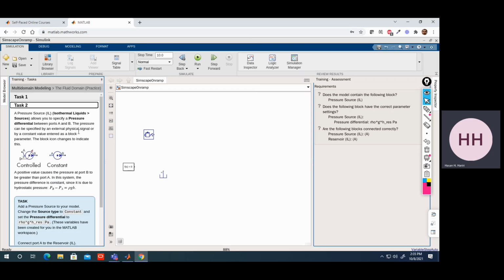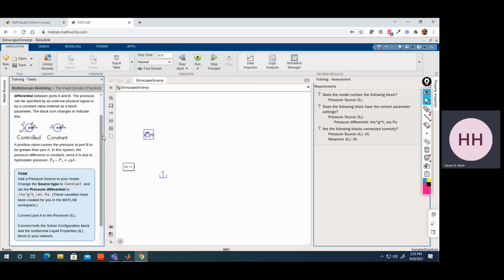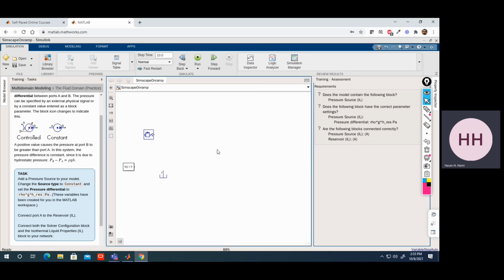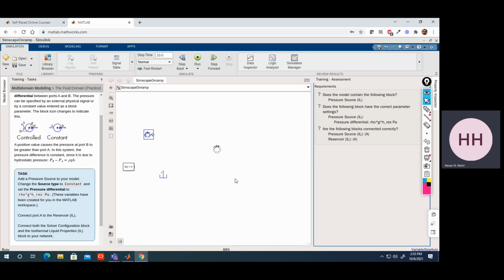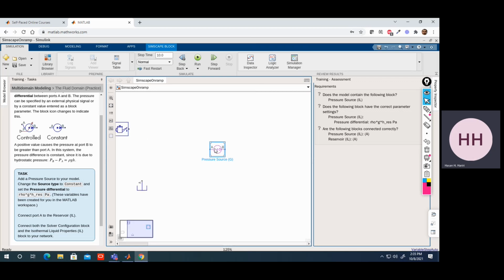Let's go to task 2. Task 2 asks you to add a pressure source. Before reading it, let me try to add a pressure source and see what they want from the pressure source. Okay, add a pressure source to your model. Here you go. This is the pressure source G. It is in purple.